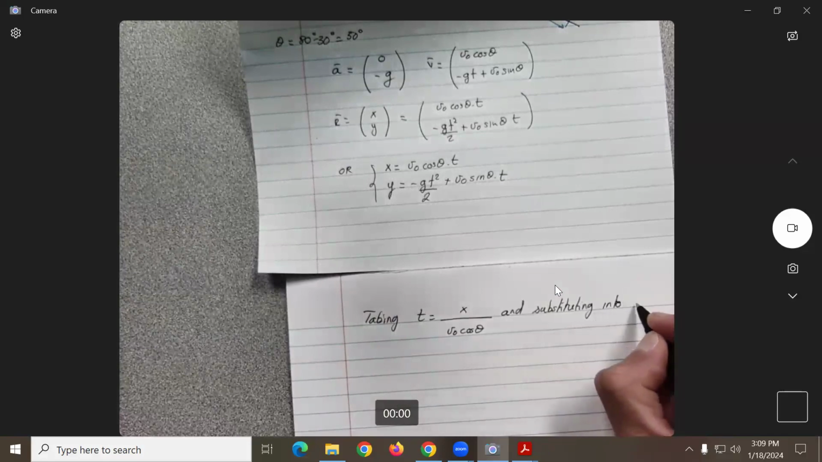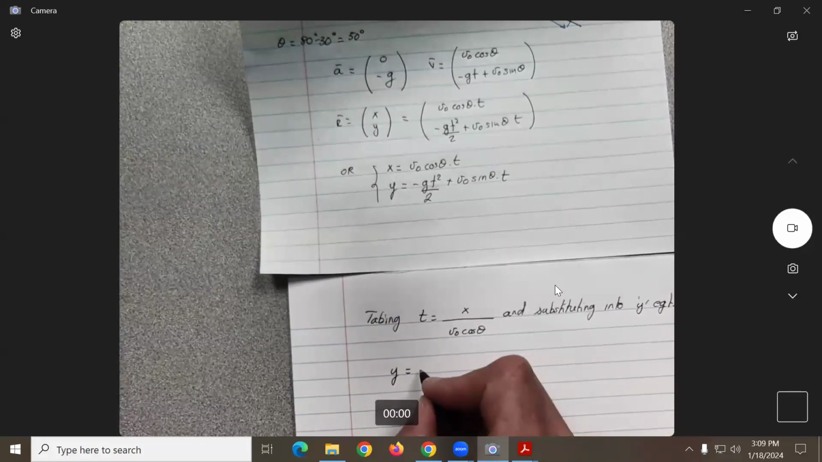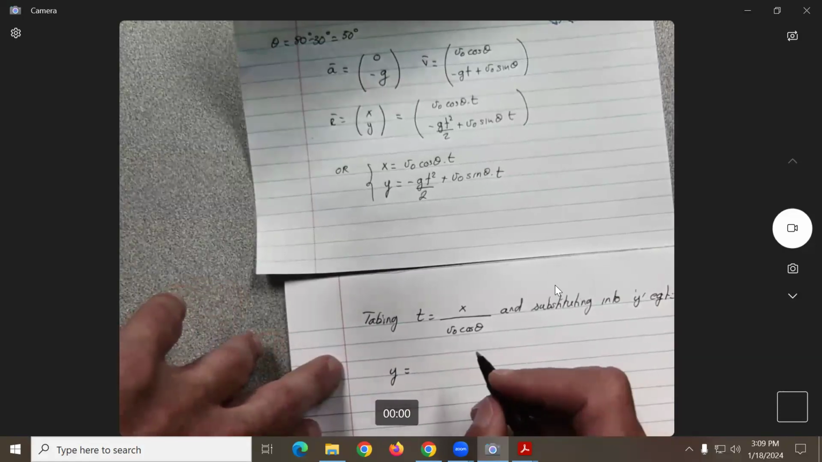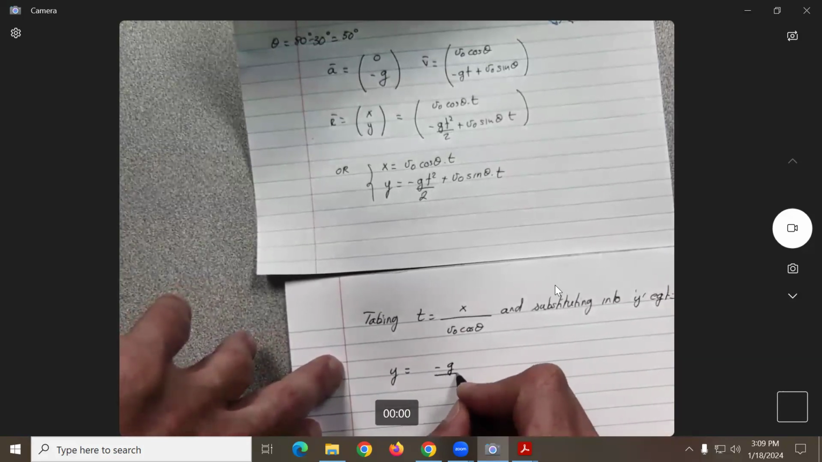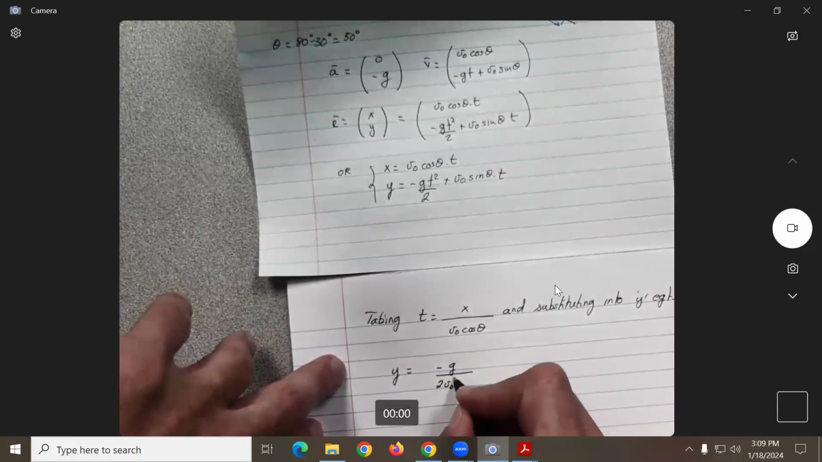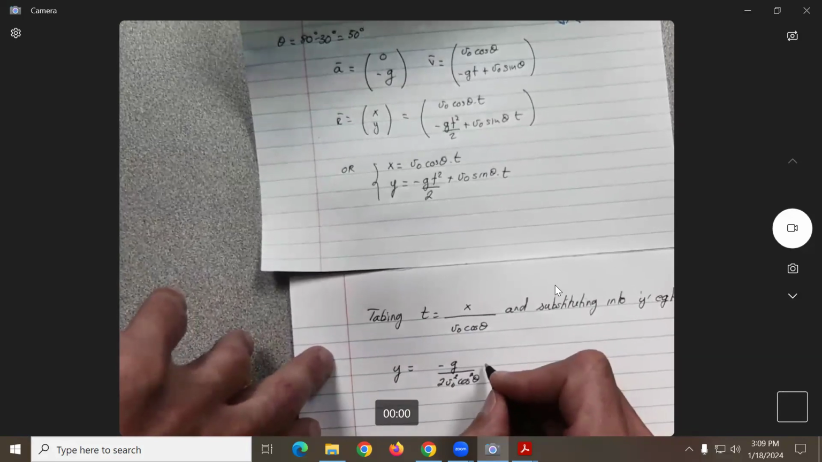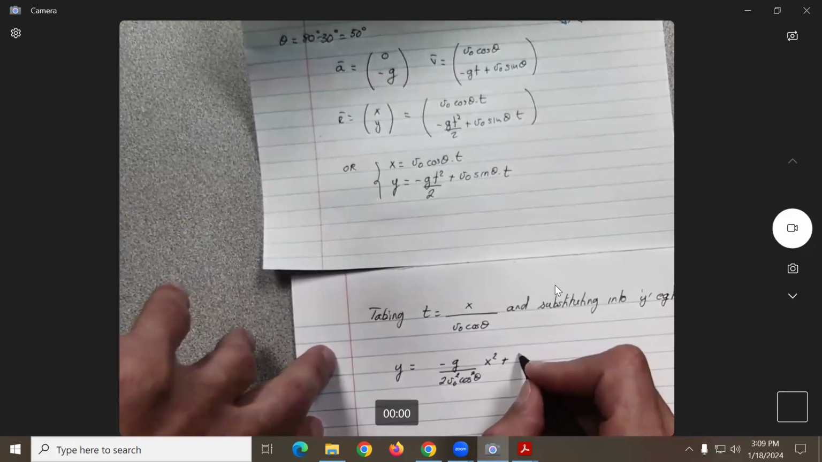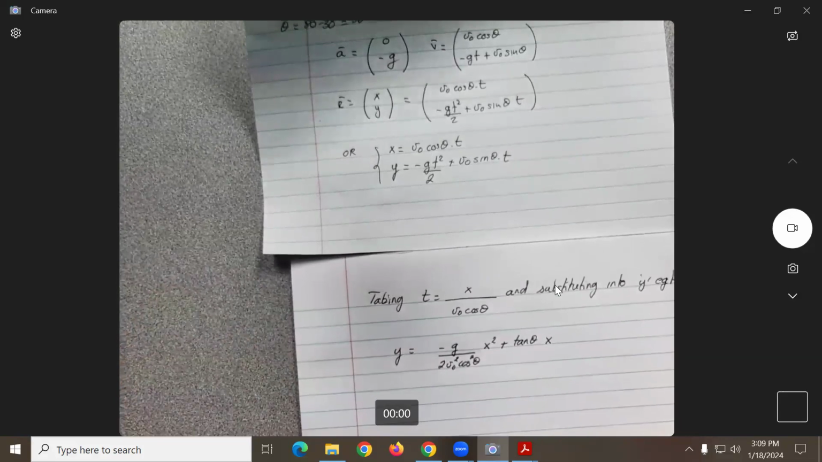And substituting into the Y equation, what do we get? We get Y equal to minus G over 2 V naught squared cosine squared theta times X squared plus tangent theta X.